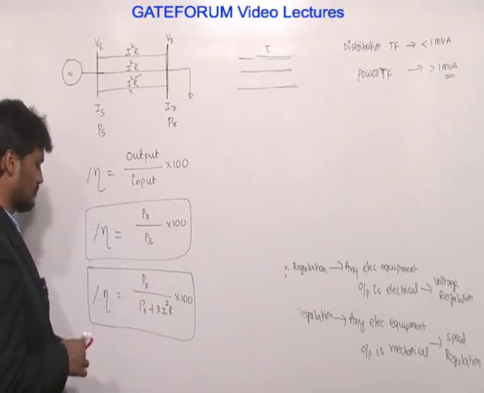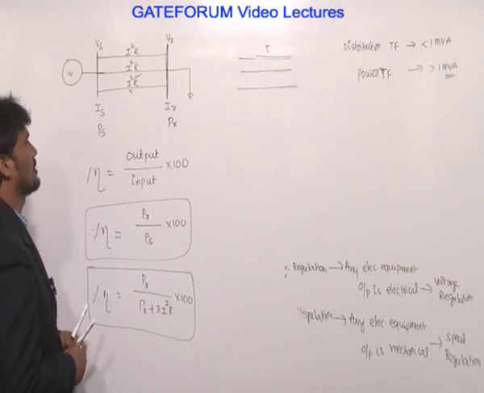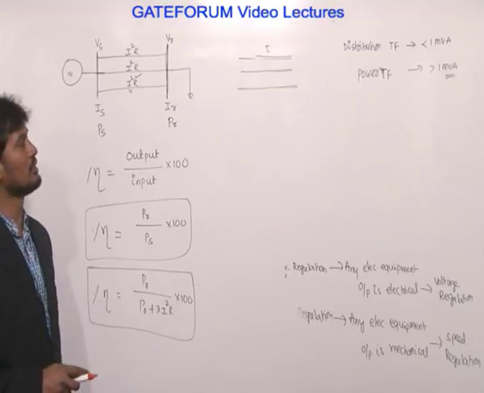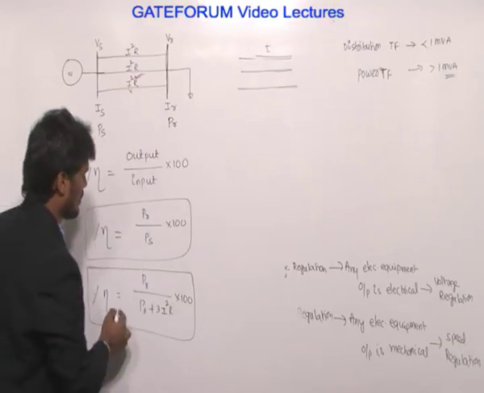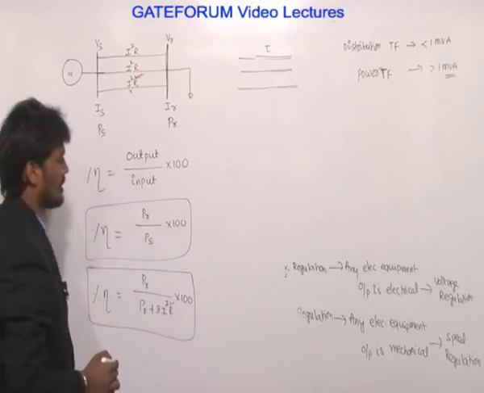Now, efficiency depends on... current is a constant parameter. Therefore, in transmission, losses are decided by resistance but not current. Therefore, efficiency depends only on the resistance of the line.